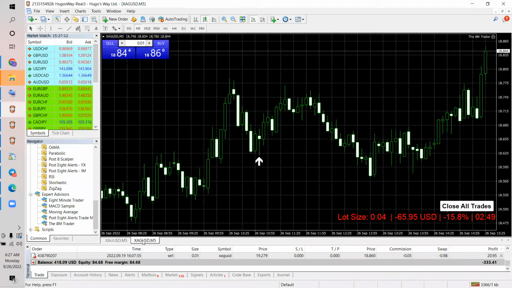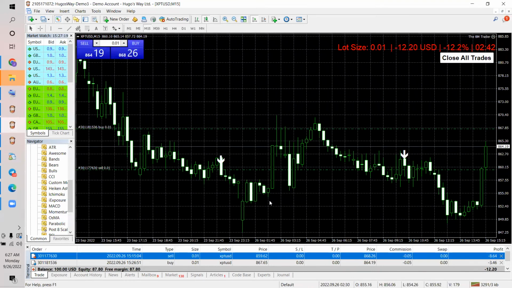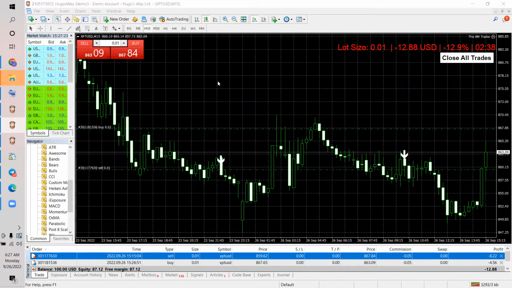We're looking at gold and silver right now. Still no opportunities at that particular point in time. However, once we see the opportunity, we will make sure that we will go ahead and capitalize on it.